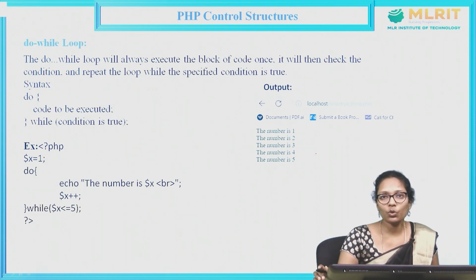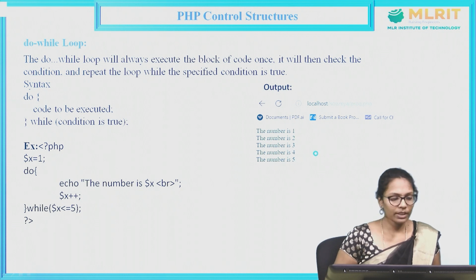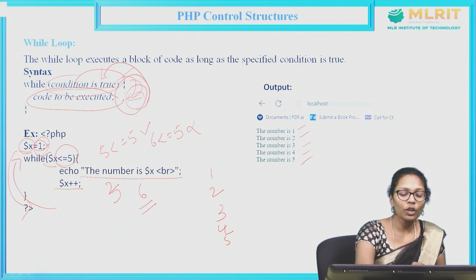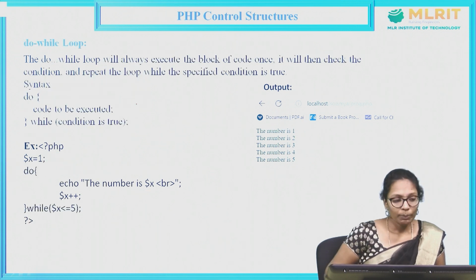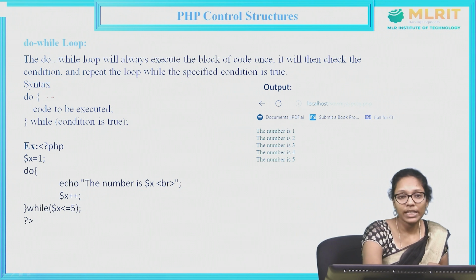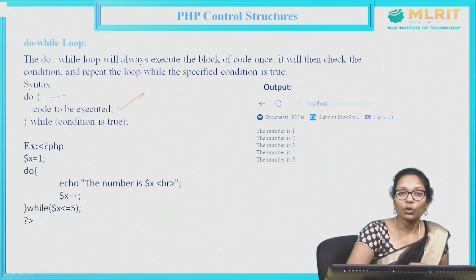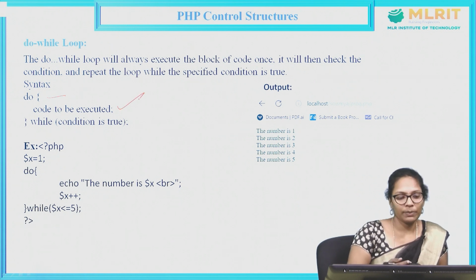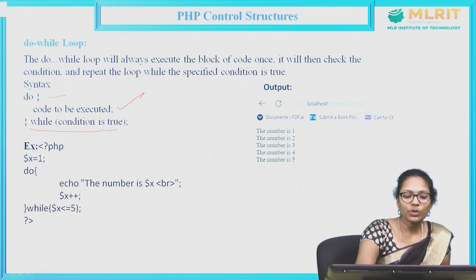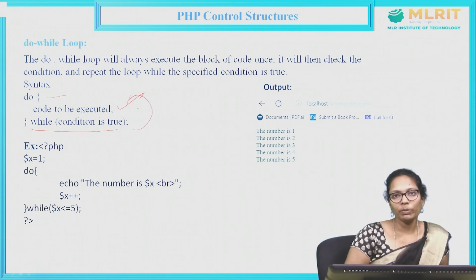So next is do while loop. It's just similar to while, but in the while, we are first checking the condition. If the condition is true, then only you're going to execute this code. But coming to do while, for the first time, it will not check any condition. By default, the code will be executed for the first time. And after executing the first time, it will check the condition. If the condition is true, then again it will go back and execute. So like that, this process will be repeated.